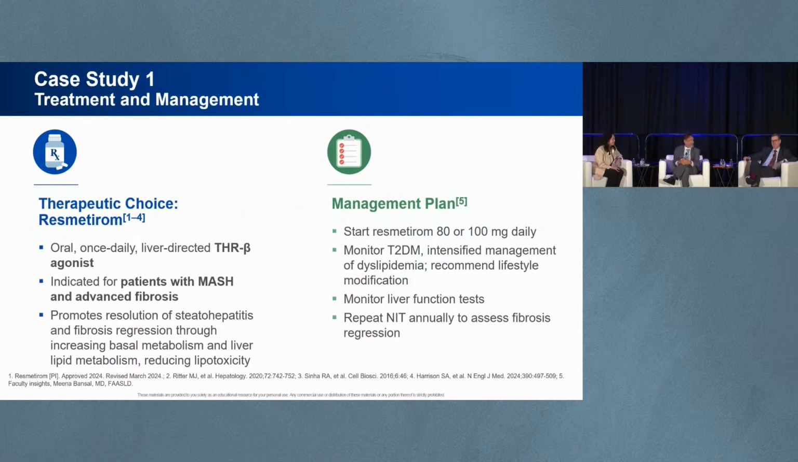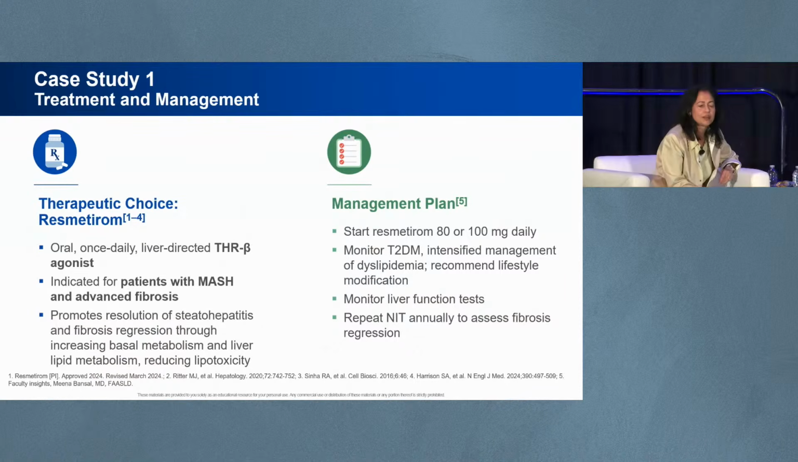Okay. So for treatment management here, obviously we can start resmetirom, and I don't remember the weight of the patient, but if they were over 100 kilograms, they would get the 100 milligram dose, or 80 milligrams.